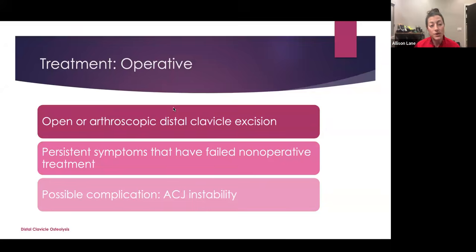Operative would be open or arthroscopic distal clavicle excision. And these are going to be more for the persistent symptoms, even though they've tried all of the conservative things. But the issue is you potentially can have AC joint instability. If you're thinking about you're taking out a piece of that clavicle, you're now kind of disrupting that AC joint. So you could have instability now. It's definitely not a first line.